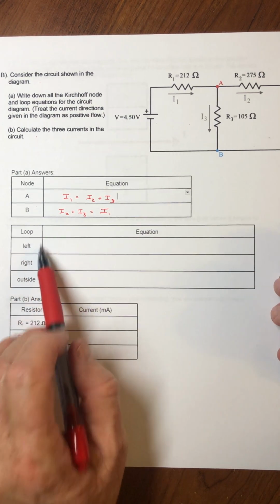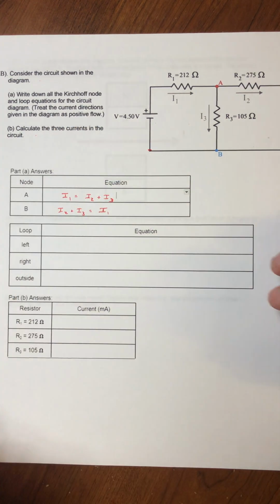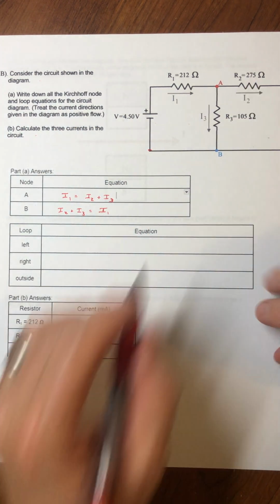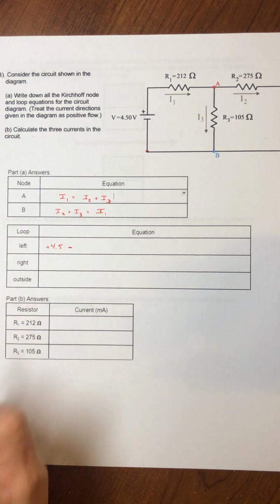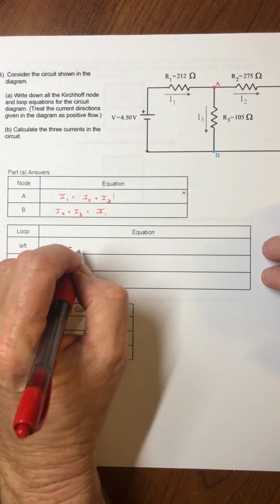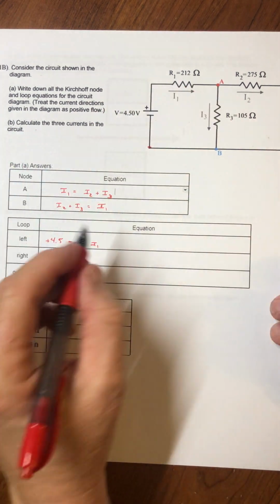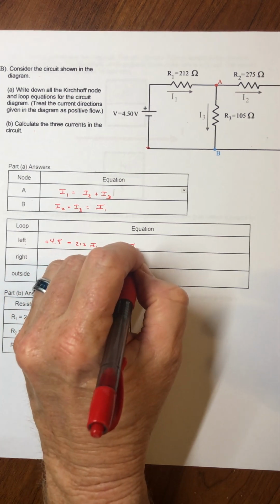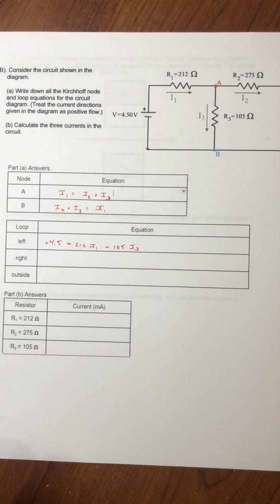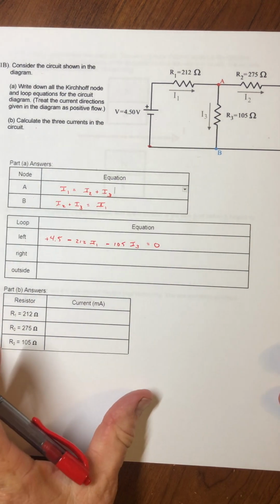Now, if you do a loop, the loop rule is adding up the voltages. And so if I do my left loop, and maybe I start right here, and it doesn't really matter what direction you go, but I'll just go the standard clockwise. I go from here to here would be plus 4.5. And then since I go with the current, this would then be a minus 212 I1. And then you would come down here and go minus 105 I3. Okay. That would complete the loop, and we'd get back where we started, so it's equal to 0.